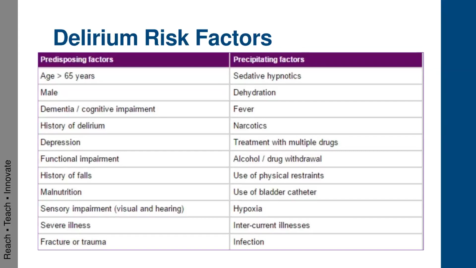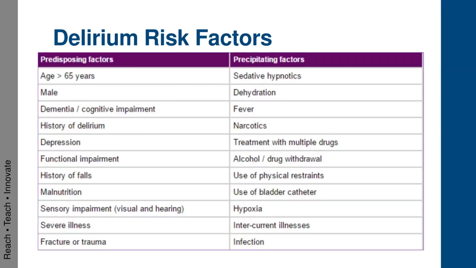So delirium comes from the sum of predisposing and precipitating factors. The greater the burden of predisposing factors, the fewer precipitating factors are required to cause delirium. This explains why delirium often occurs in frail older adults who have many underlying risk factors for delirium.